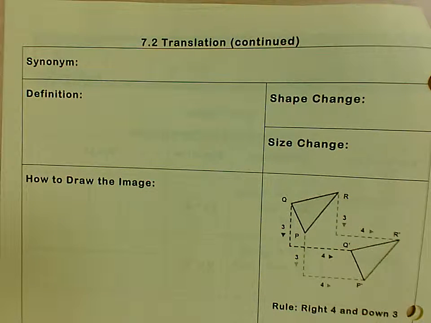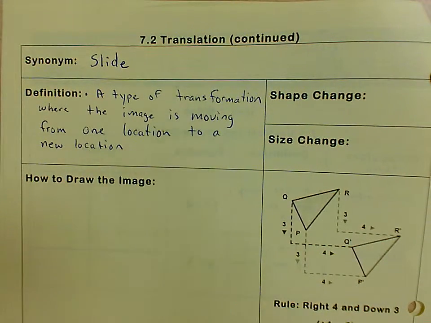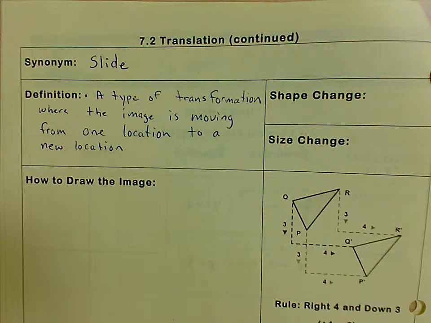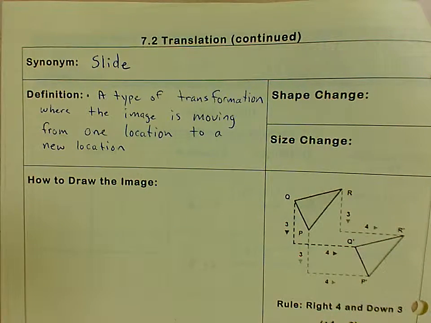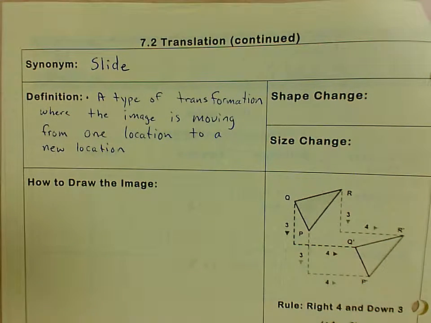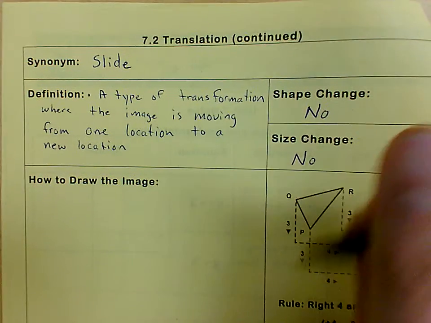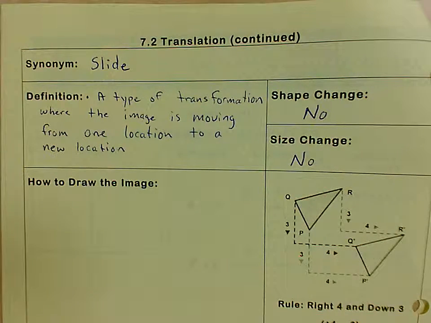So let's go ahead and write down the definition of a translation. My definition would be a type of transformation where the image is moving from one location to a new location. And my synonym for this one is going to be a slide. So it's sliding from one location and moving to a different one. You can see here in this picture, I've got an example of a transformation. Does it look like, by the definition or by the picture, that shape is changing? So no, that shape is not changing. And how about the size? Is that changing, or does the size stay the same? So there is no size change either. The shape doesn't change, the size doesn't change. All we're doing is moving that pre-image from one location to a new location.